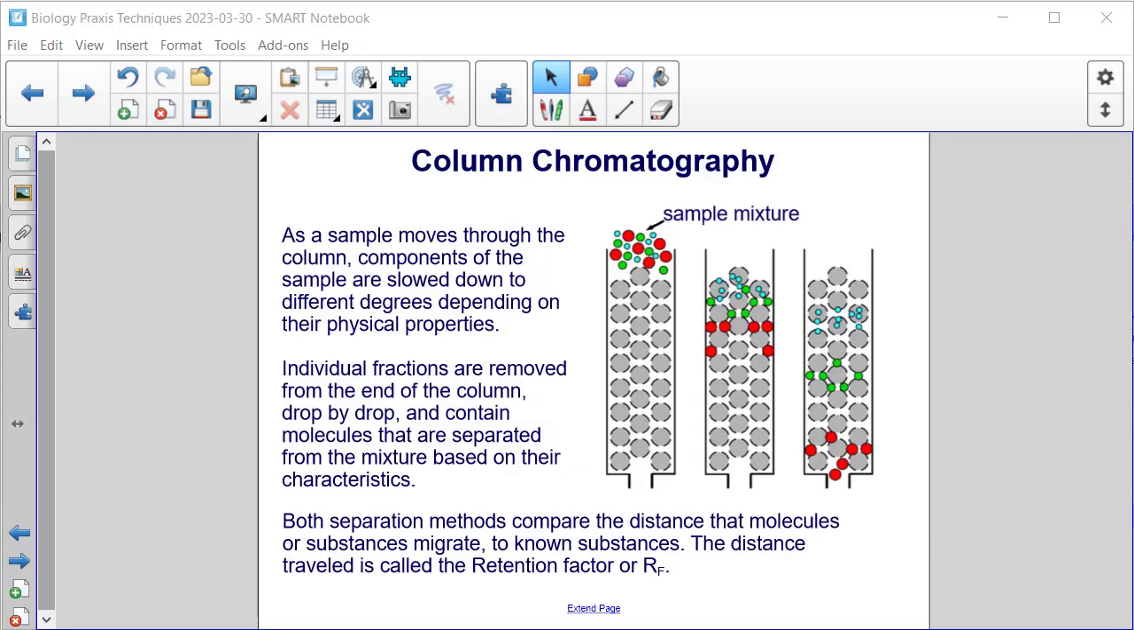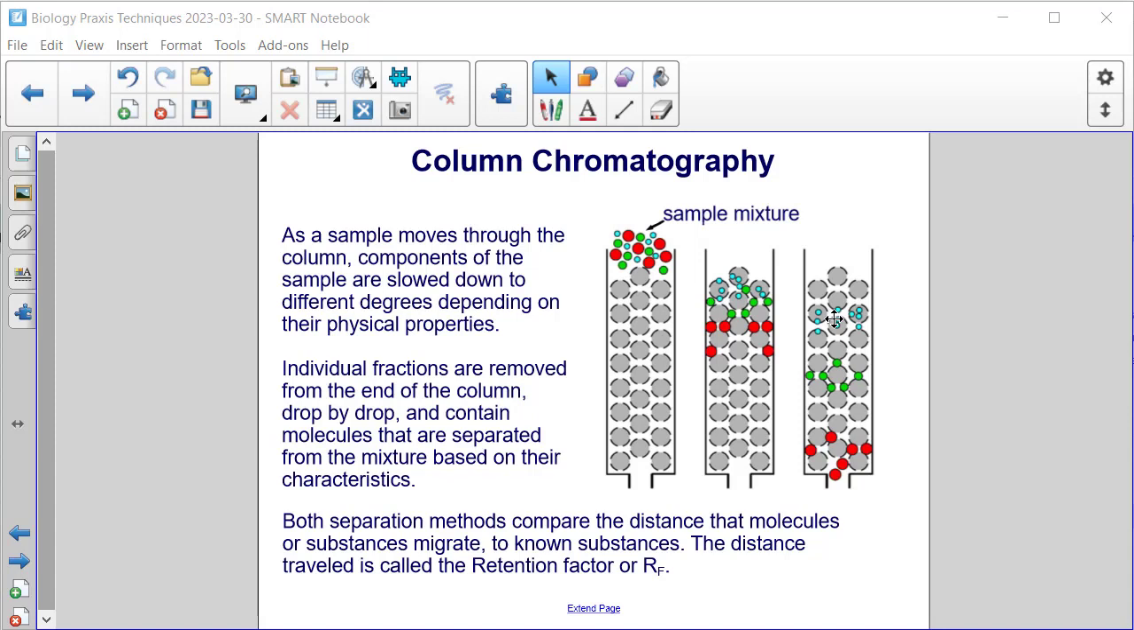As a sample moves through the column, here's the sample mixture, components of the sample are slowed down to different degrees depending on their physical properties. Individual fractions are removed from the end of the column, drop by drop, and contain molecules that are separated from the mixture based on their characteristics. So in this case, we can drop by drop separate first the red, then the green, then the blue.